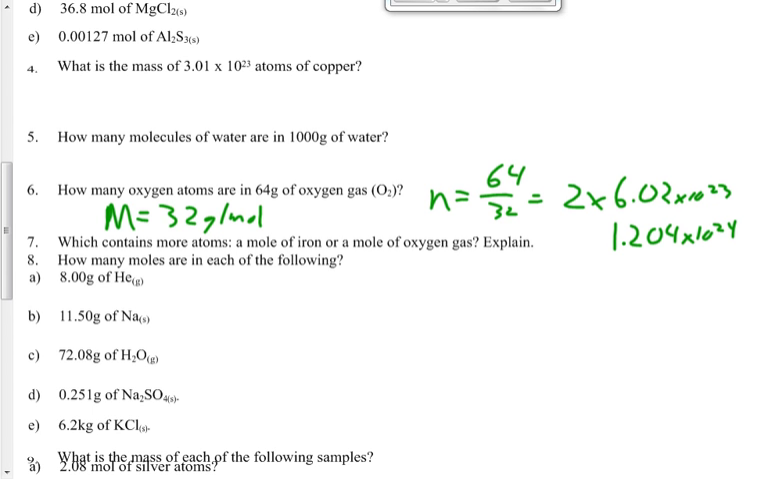The purpose of this question is not to confuse you. It's just to see if you understand the difference between a molecule and an atom. That's the whole purpose of that question. Oxygen is a molecular element. It comes as a pair, which is why the number is twice what you thought it should be, 2.408 times 10 to the 24 atoms.